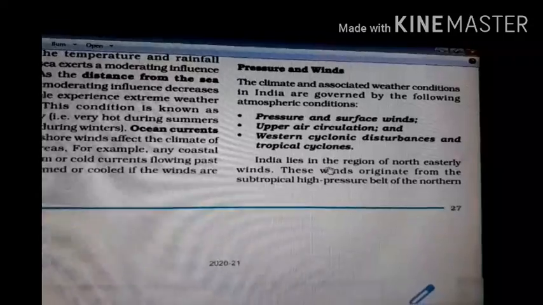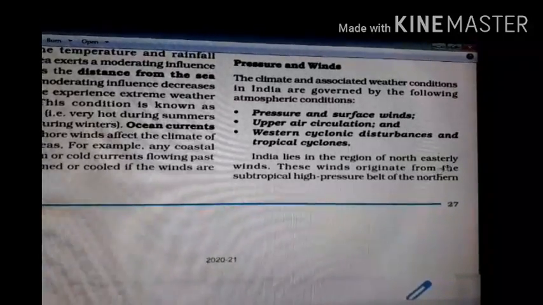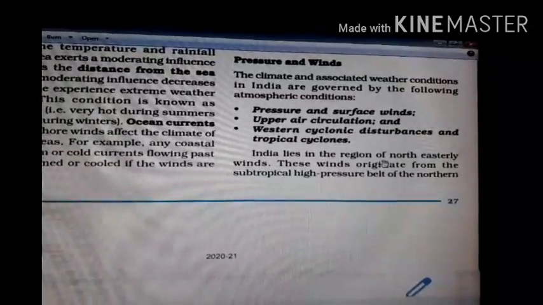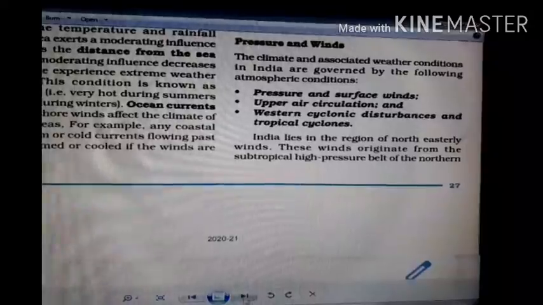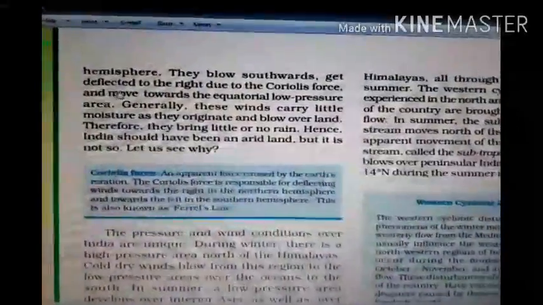India lies in the region of northeasterly winds. These winds originate from the subtropical high pressure belt of the northern hemisphere. They come from the northern hemisphere.